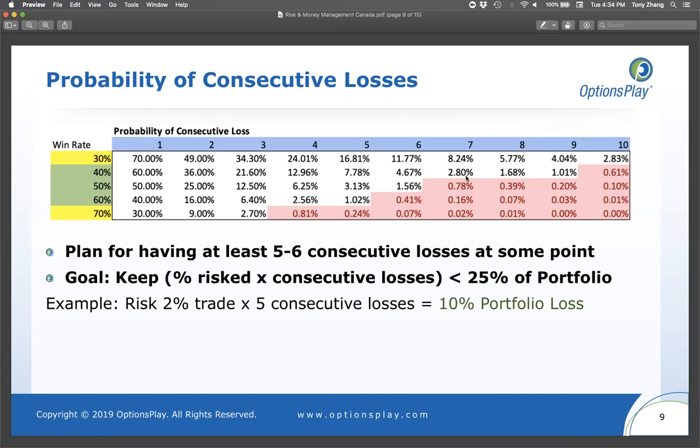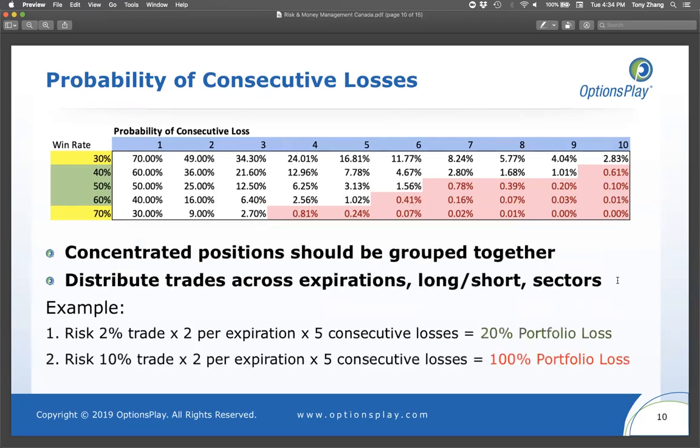As you can see, 5 to 6 to 7 is usually the spot at which things start to turn, where your chances of having that many consecutive losses is roughly close to 1%. And that's why I usually say you want to plan for at least 5 to 6 consecutive losses, because that is reality. If you trade options, there is the possibility that you could have a bad month where you lose 5 to 6 trades in a row. And you want to make sure that when that happens, you don't blow up more than 25% of your account, because again, if that happens, it becomes very difficult to come back from.